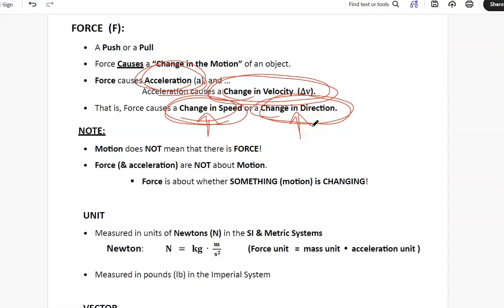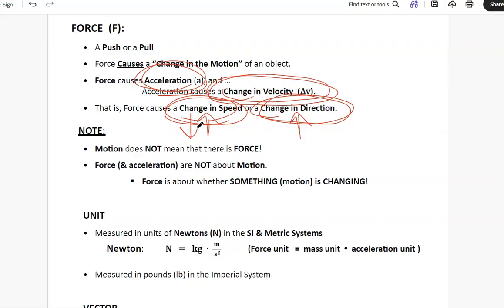Now, it's both. The math that you're going to do in this course is rarely going to involve changes in direction. Most of the math you're going to be dealing with will be changes in speed, but it is important you understand that a force can cause changes in speed. That means up or down, makes it faster or slower, or it can change the direction entirely. Okay, so any change in velocity is an acceleration.